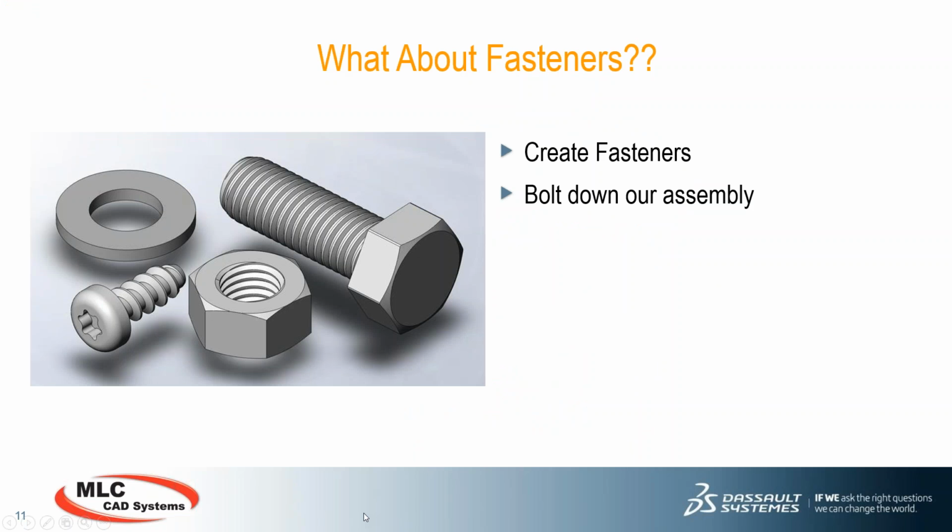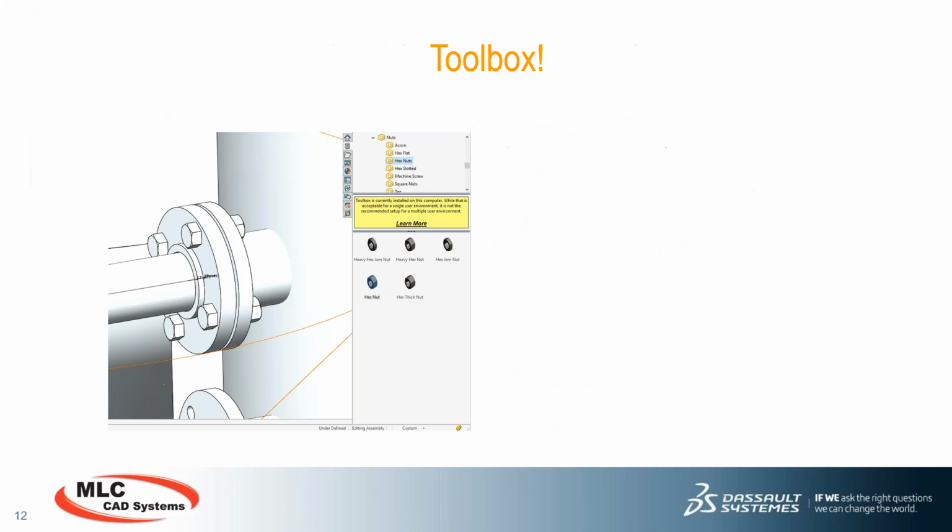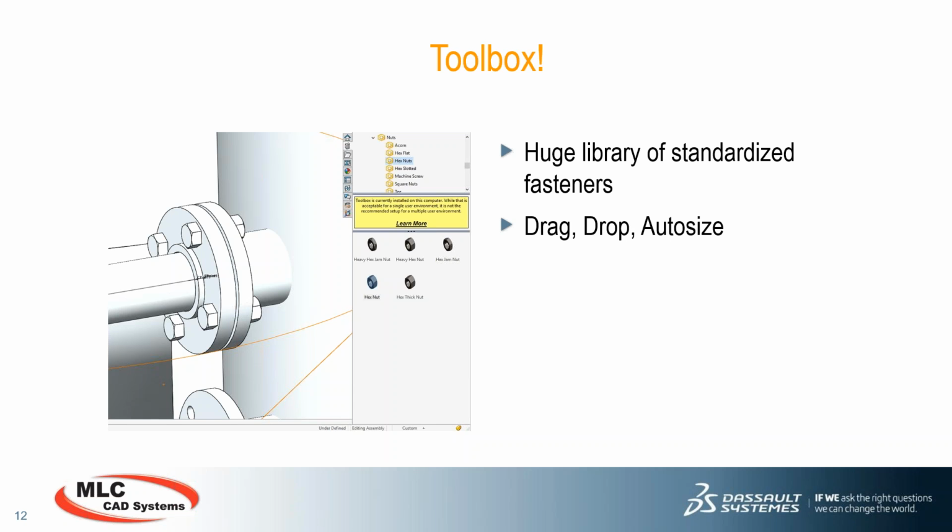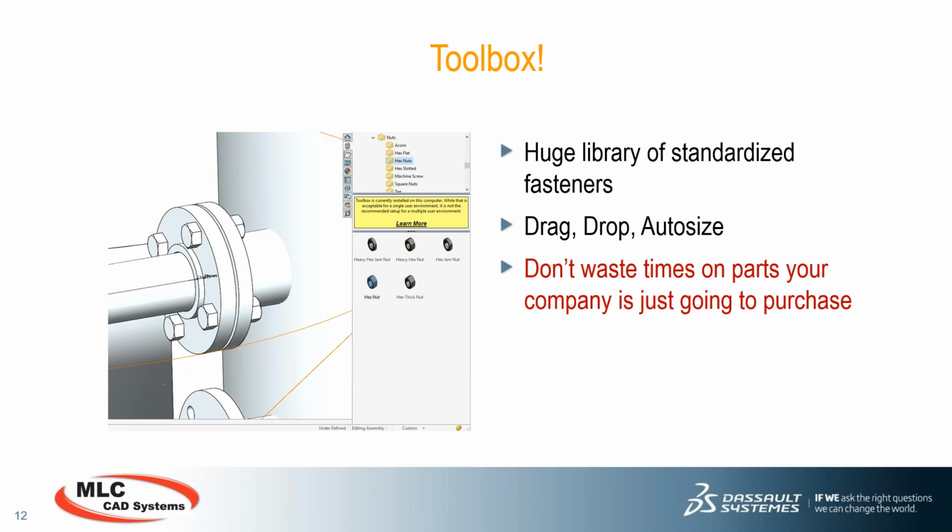So our task was to bolt down our assembly and create fasteners, but with SOLIDWORKS Toolbox, we do not have to create fasteners. We have a huge library of standardized fasteners built into SOLIDWORKS. You can use these fasteners very simply. You drag them on the screen, you drop them on a cylindrical face, they auto-size, they're all industry standards, and most importantly, you're not wasting time modeling parts your company is just going to purchase. That is a huge, inefficient waste of time, and your time is much better spent optimizing your design to get a better end result. So with our assembly complete, let's see what our next task is.